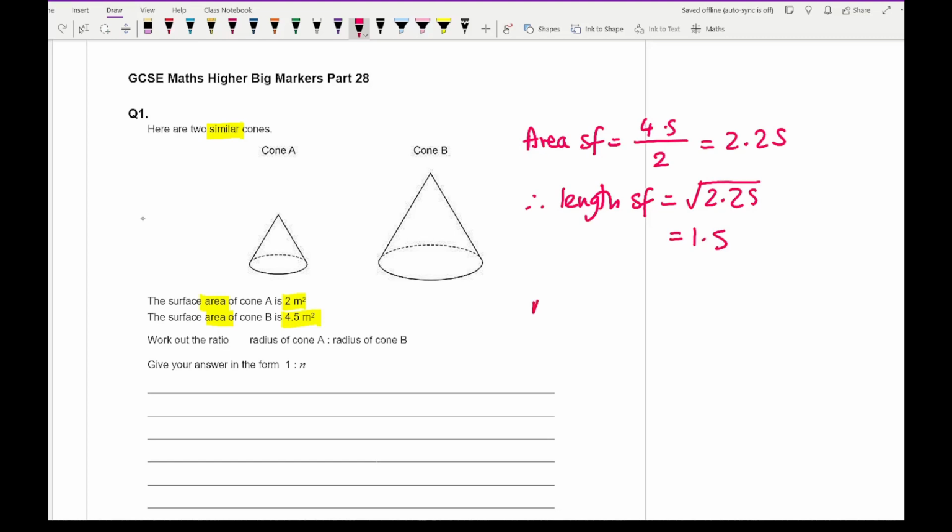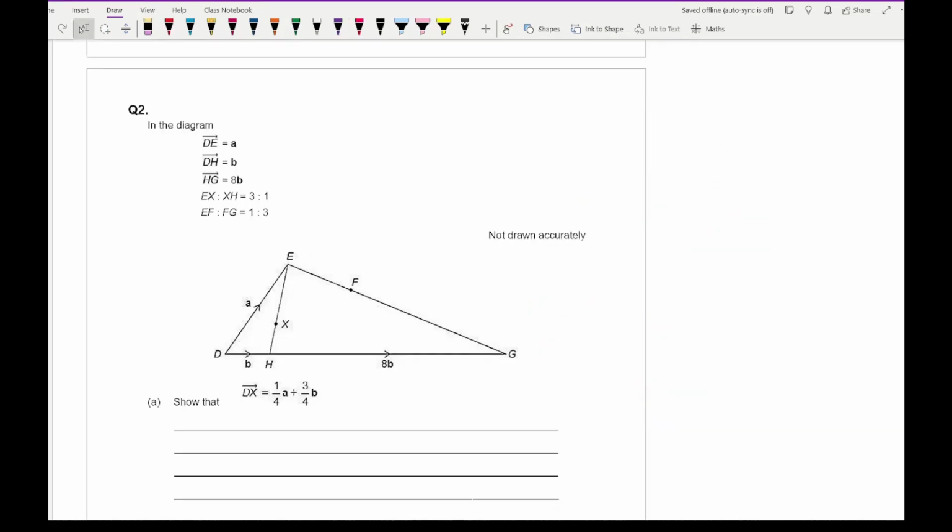So then if the radius of A, which we don't know, would be 1, let me just put A there, then the radius of B will therefore be 1 times 1.5, which would be 1.5 centimeters. So then the ratio of A to B is going to be 1 to 1.5.